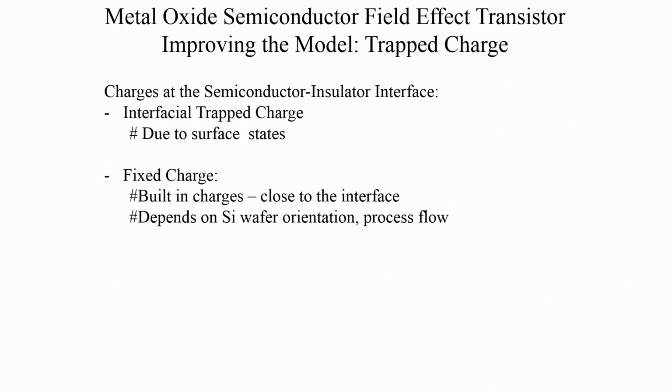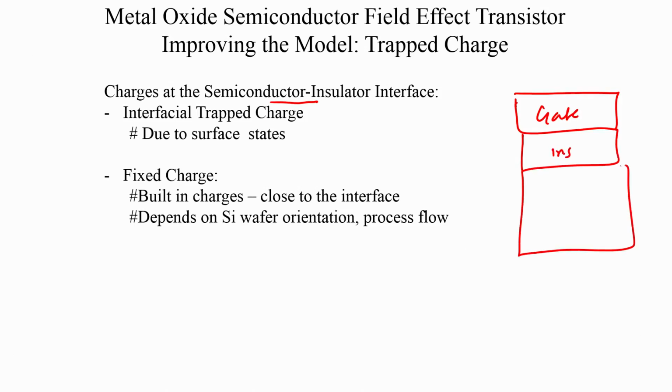The other kinds of charges are the charges at the semiconductor insulator interface. So, you have your gate metal, you have your insulator and you have your semiconductor, and these are charges that are located at this interface. They are not inside the insulator, but they are at this interface. The most common and the hardest to get rid of is something called the interfacial trapped charge. Essentially, this is because of dangling bonds.